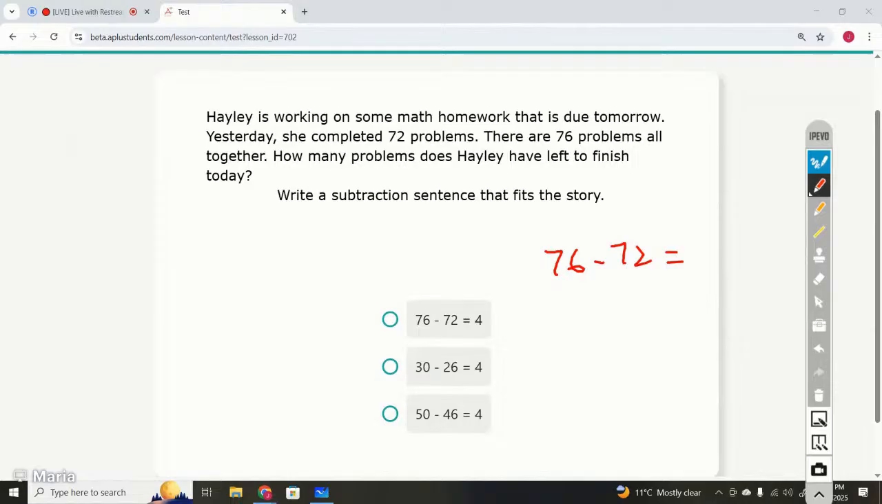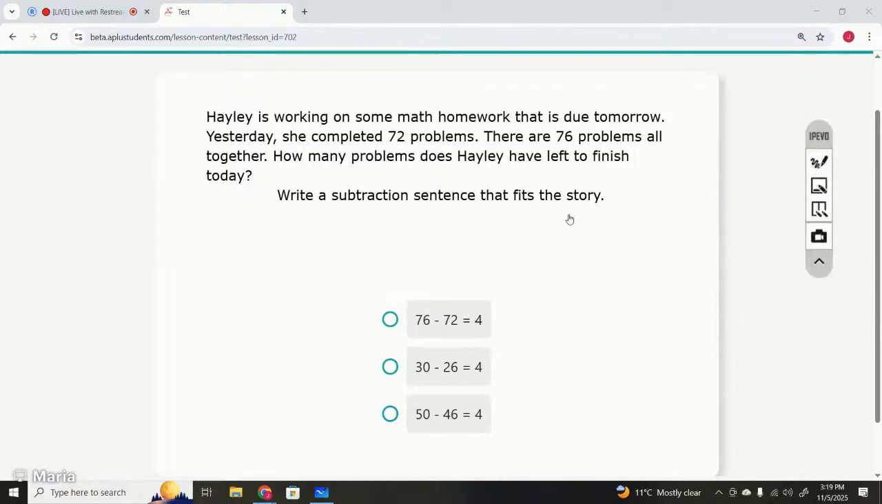So start with 72, count up to 76. 72, 73, 74, 75, 76. So 76 minus 72 is 4. So the correct option is option number 1, that is 76 minus 72 equals 4.